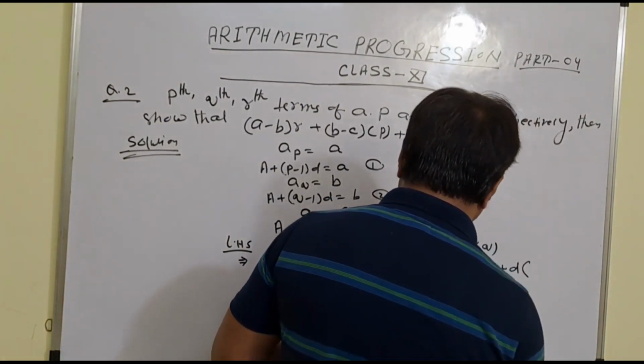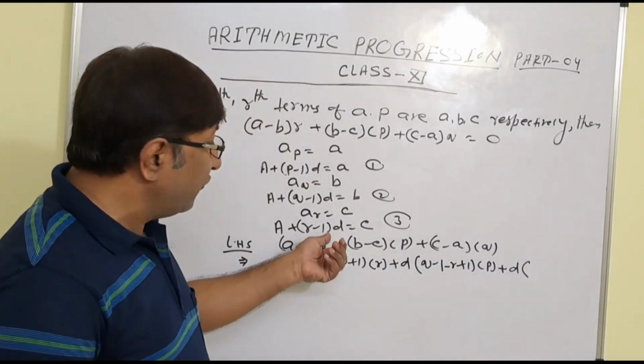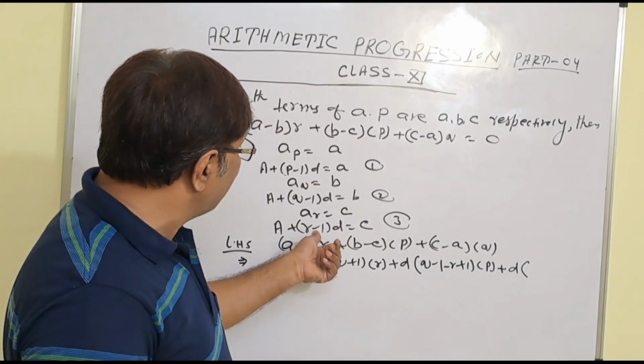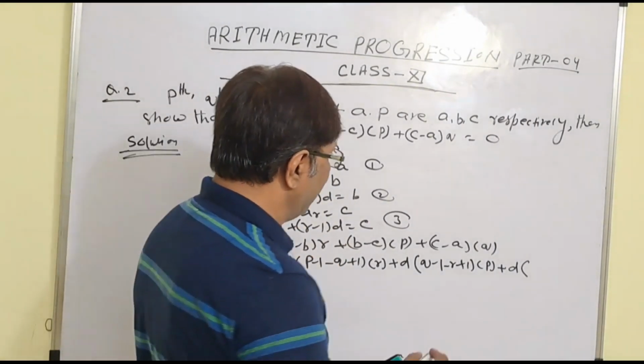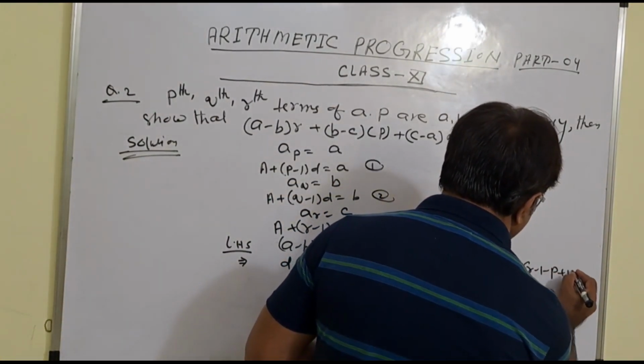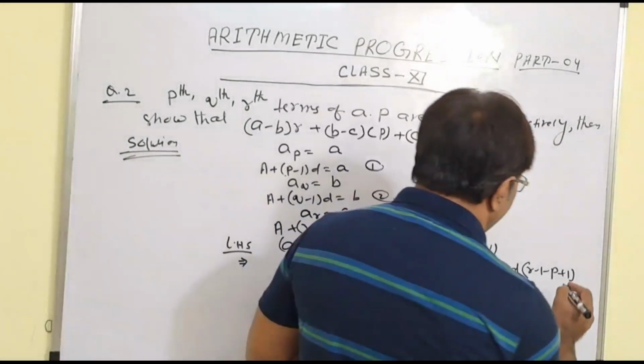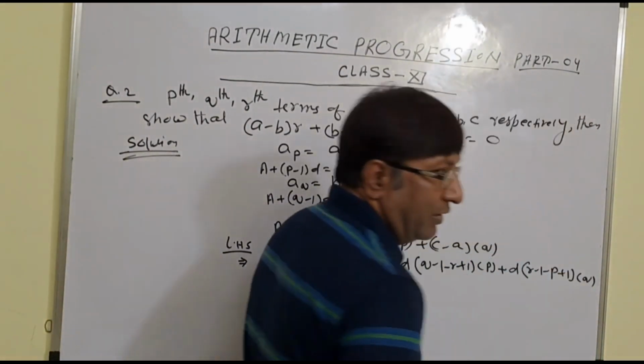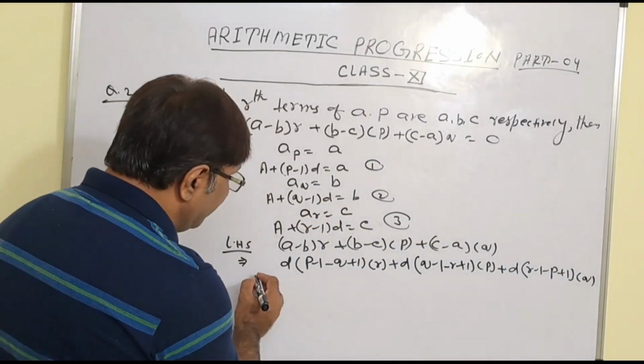Similarly, this is C minus A. C is first here. So R minus 1 minus P plus 1. And now this is multiplied by Q. Now it is very easy.